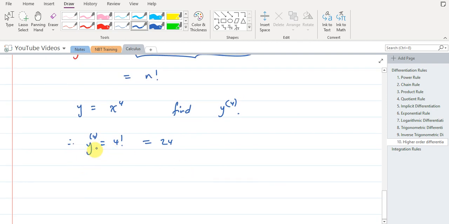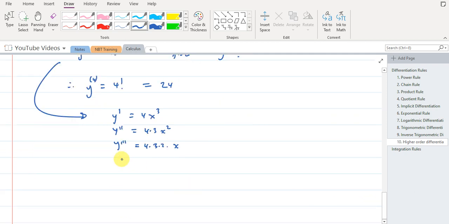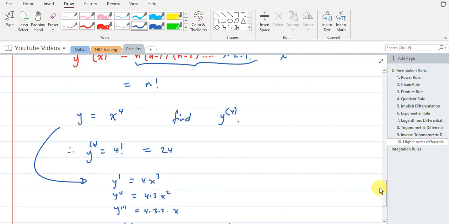Yes. Now if I have to do it step by step, I'm going to say y prime is 4x cubed, y double prime is 4 times 3 x squared, y triple prime is 4 3 2 x, and then the y fourth prime will be 4 3 2 1 x to the power 0. So basically 4 factorial, which is 4 times 3 is 12, times 2, which is 24. Yeah, and that is the correct solution.